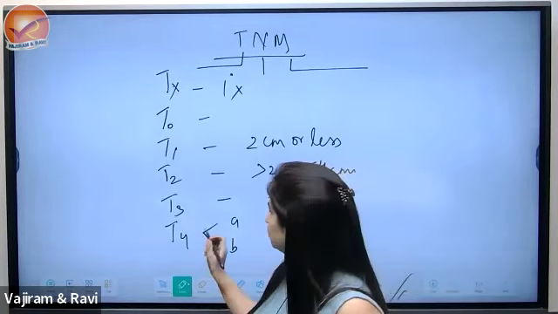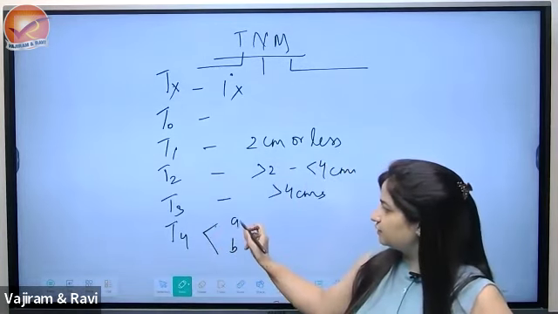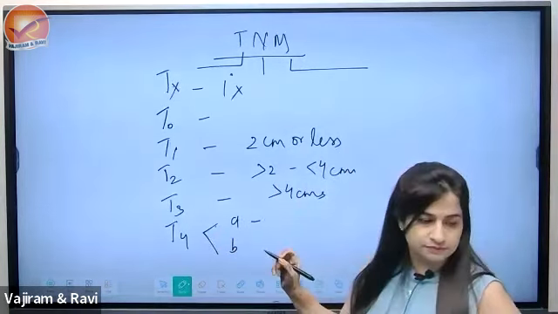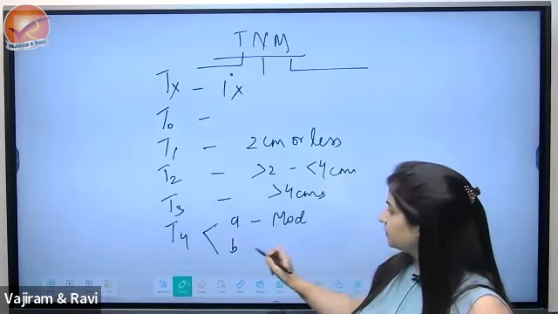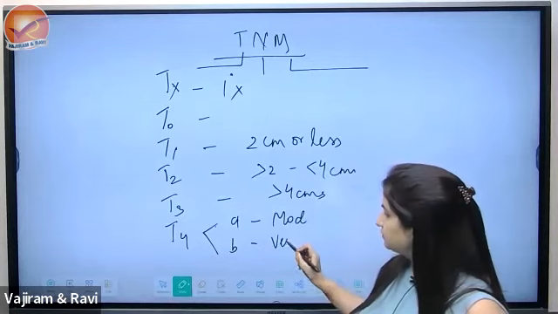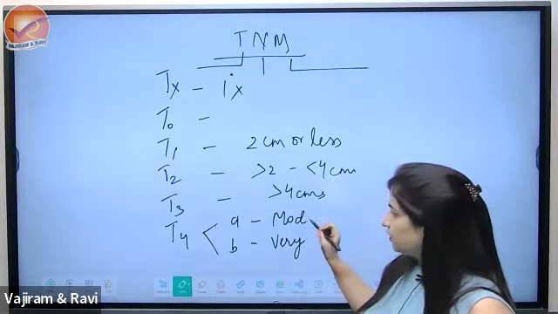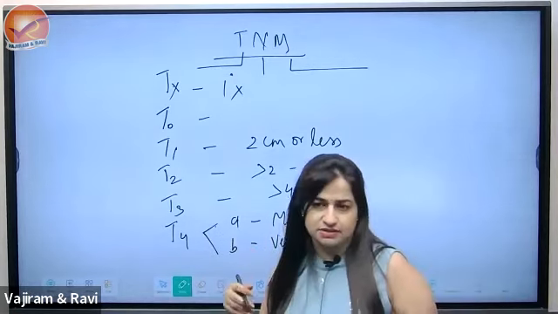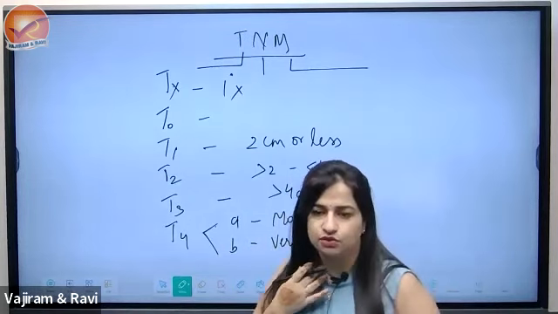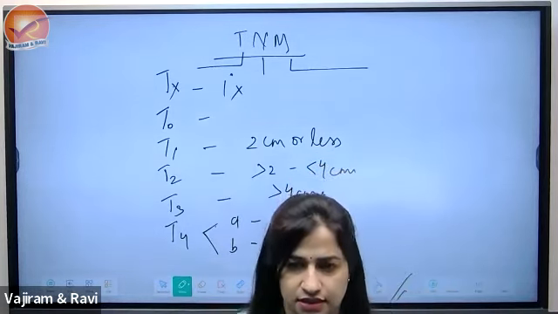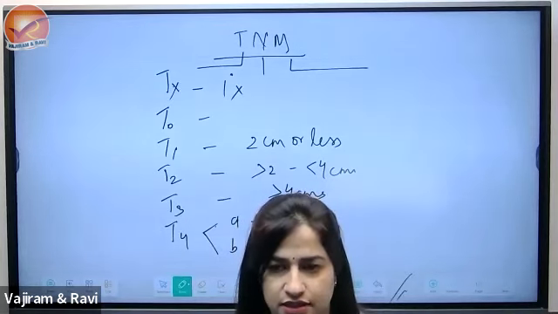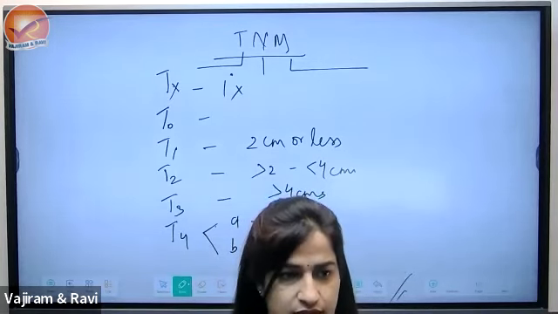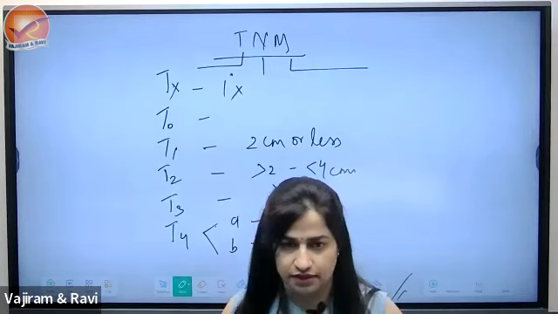And then there are two other parts of it. One is moderately advanced, then very advanced. Some people say moderately advanced means it is extending to the nearby structures, the larynx, the nearby cartilages. And in very advanced, they say it has extended to the sternocleidomastoid, the jugular veins, the carotid area.